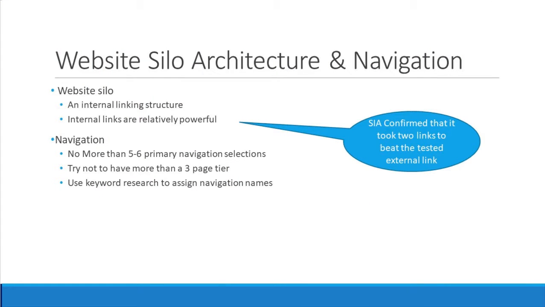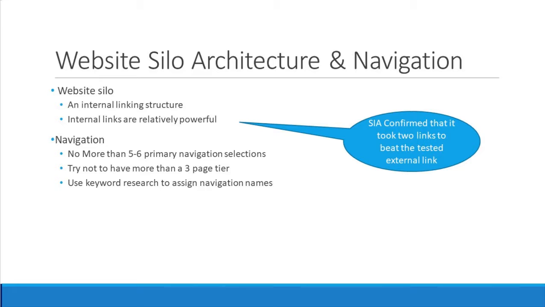Website silo architecture and navigation. You could think of this as the infrastructure of the house. These are the 2x4s that hold it together. A website silo is an internal linking structure, and that is how we want to create a user experience, have them navigate through pages, as well as make sure that when search hits it, search understands it. So it's intuitive, so it's easy for people and bots to get through the site and understand what's most important for that site to put in front of people.